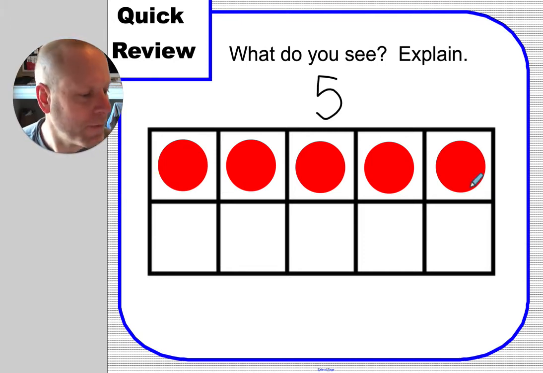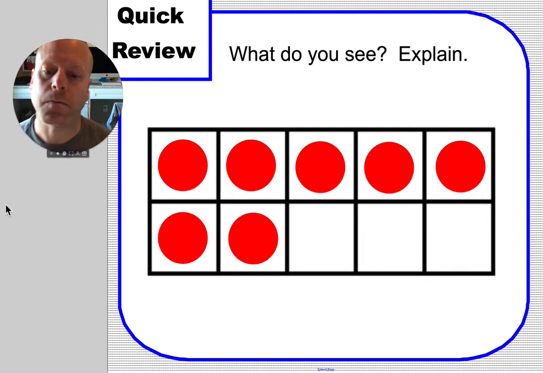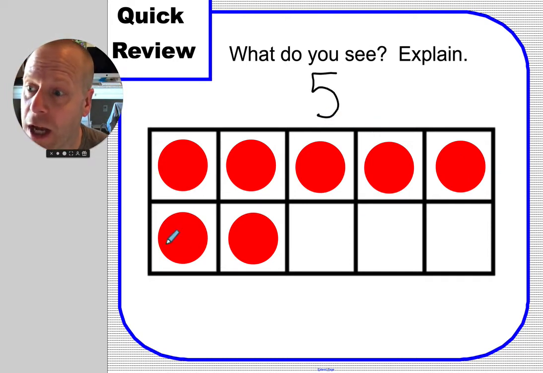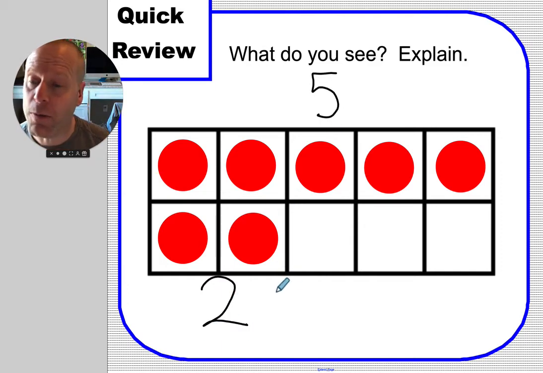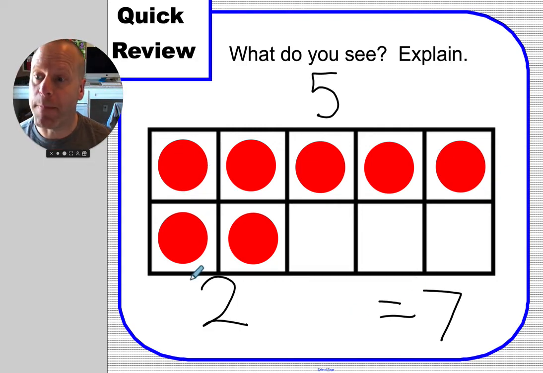Let's take a peek. Here's the next one. I want you to tell me what you see. All right, remember how I talked about how there were 5 up on the top? I'm going to use that 5 and I'm going to count on 6, 7. 5 plus 2 more equals 7 altogether, right? So I used the 5 and I built from there.